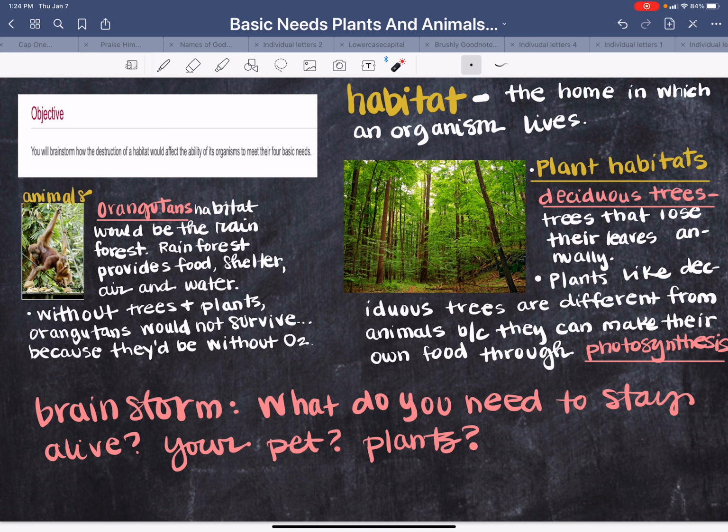Also, let's take a look at plant habitats. These are deciduous trees. And remember, deciduous trees are trees that lose their leaves annually. Plants like deciduous trees are different from animals because they can make their own food through photosynthesis. And photosynthesis is just a process by which plants use sunlight to make their own energy from carbon dioxide and water. So, I want you to think about what would happen to deciduous trees in a temperate forest if the sun stopped shining. What would happen to them? They would die. Without sunlight, the deciduous trees couldn't survive because they wouldn't be able to make food, because that's part of the photosynthesis process, okay?